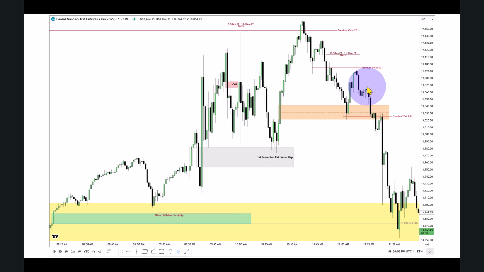What I just said, play it back again. Write it down in your journal. That is a model in and of itself if you have a bias. The market breaks lower, trades into this inefficiency that becomes an inversion fair value gap. Another premium wick consequent encroachment here inside the inversion fair value gap, and tanks down into the first percent fair value gap, which will extend in a moment on the next slide.